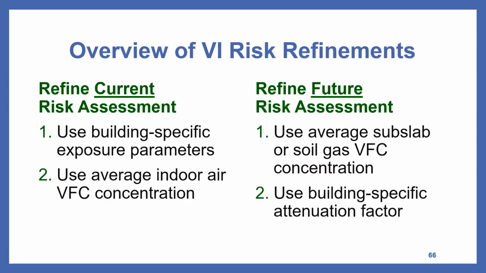This slide provides an overview of the different VI risk assessment refinements. For refining current risk assessments, you can use building-specific exposure parameters based on the current building occupants, and you can use average indoor air vapor-forming chemical concentrations. For refining future risk assessments, you can use average subsurface or soil gas vapor-forming chemical concentrations, and you can use building-specific attenuation factors based on site-specific information about the building.